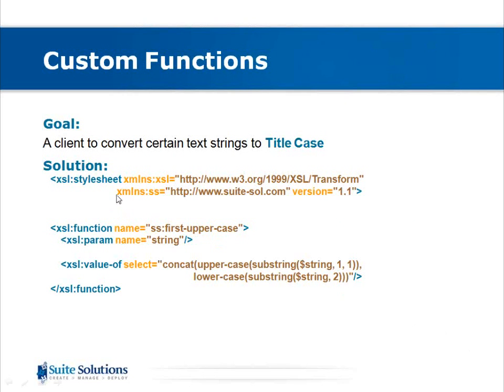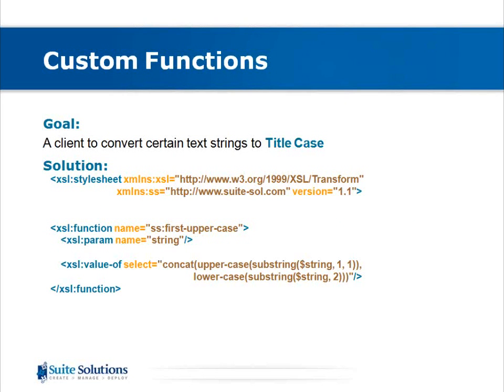And therefore, in our very first line, our XSL style sheet, we define a new namespace, XML namespace. We'll call it SS for Suite Solutions, and we give it some identifying string, in this case, the URL of our company. We now have a namespace called SS, and we can use that to identify our custom functions.